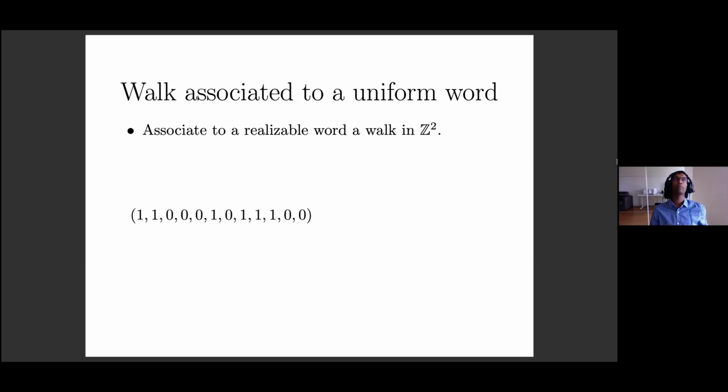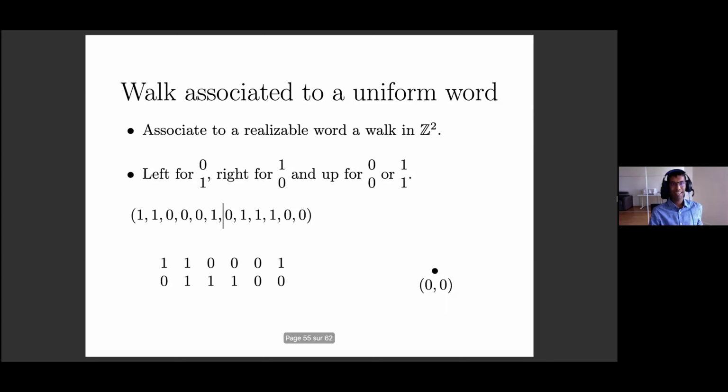So actually, it's more or less equivalent to deal directly with the words, the realizable words. So we sample a uniformly random word. It's not very different from sampling a uniformly random bracelet. And what we do is that we associate to each realizable word a walk in the lattice Z2. How do we do that? Say you have this realizable word, you cut it into two halves, and you write the first half on top of the second half. So now you have a word with n columns, and each column is of size 2. And you associate a walk to such a word with n columns.